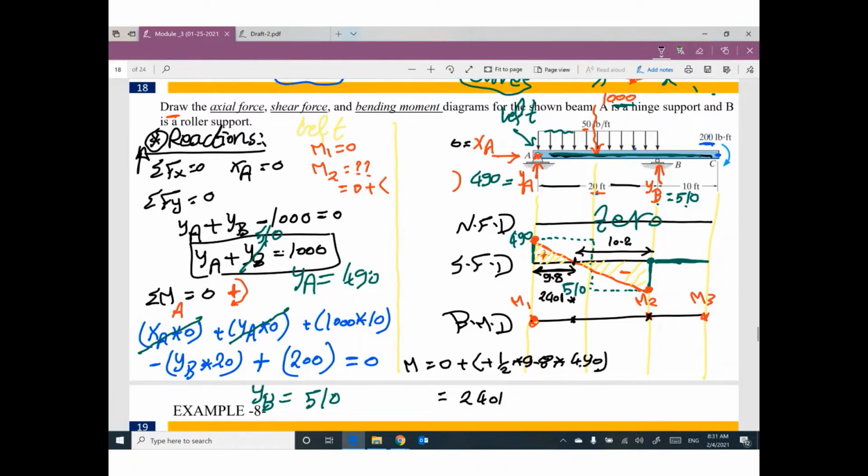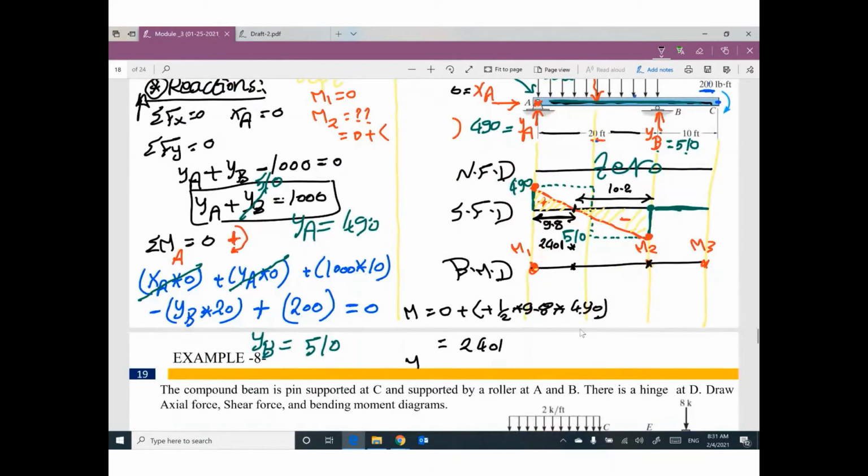Value of M2, previous value, which is 2,401, plus area of shear between the 2 points, this negative triangle, negative 1/2 times 10.2 times 510. This value will be negative 200. So we have a value here, negative 200.